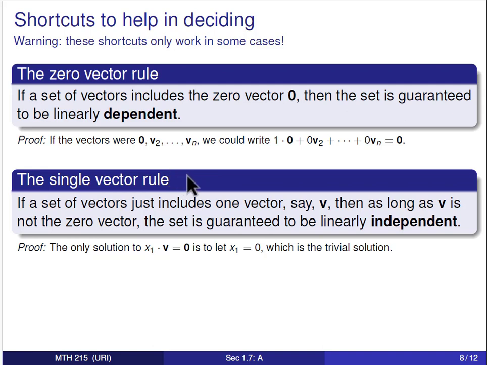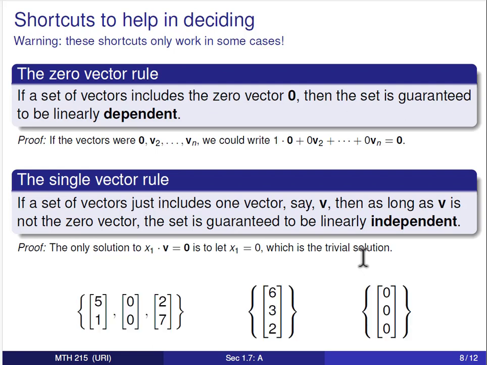The next shortcut rule is what I'm going to call the single vector rule, and it says that if a set of vectors just includes one vector, let's call that vector v, and as long as v is not the 0 vector, then that set of one vector is guaranteed to be linearly independent. So, how do we prove that? Well, the idea is if you have a single vector and you want to know how to make the 0 vector out of that, the only thing you can scale by and accomplish that is 0, as long as v is something that is not the 0 vector. Now, because x1 has to equal 0 then, we get the linear independence that we're looking for.